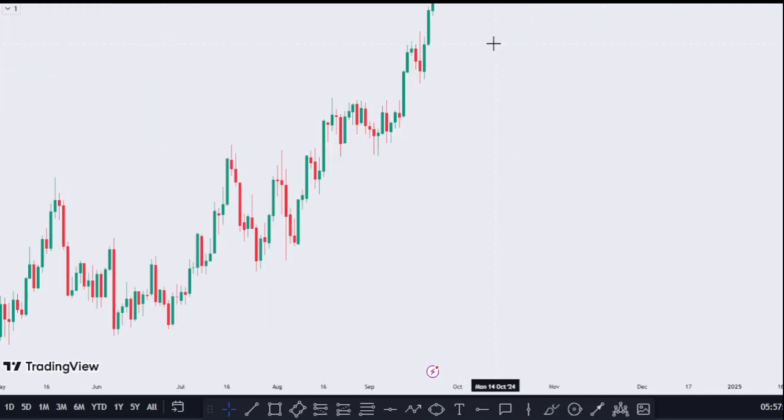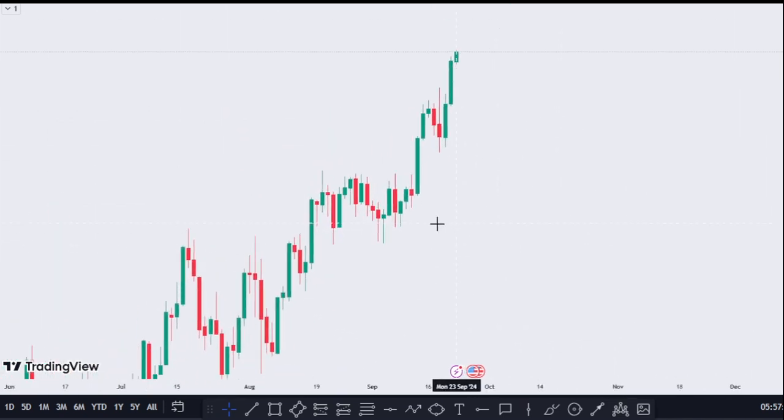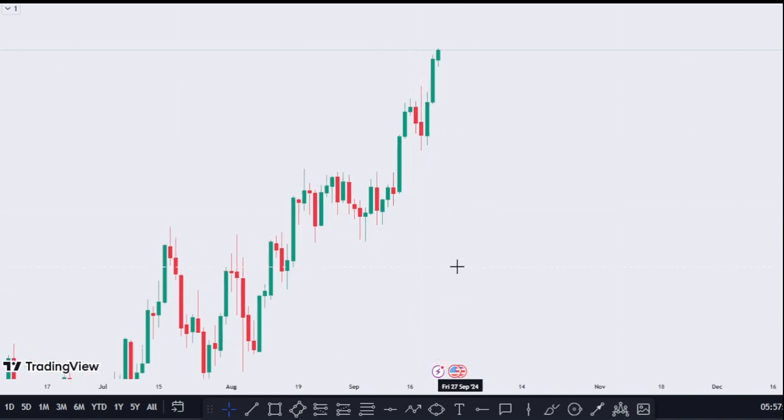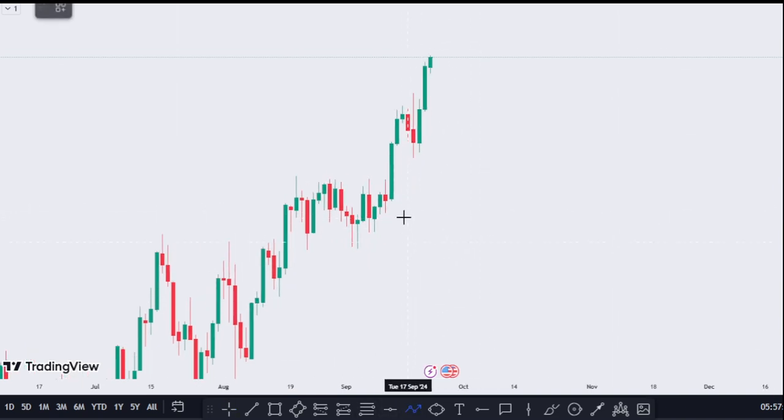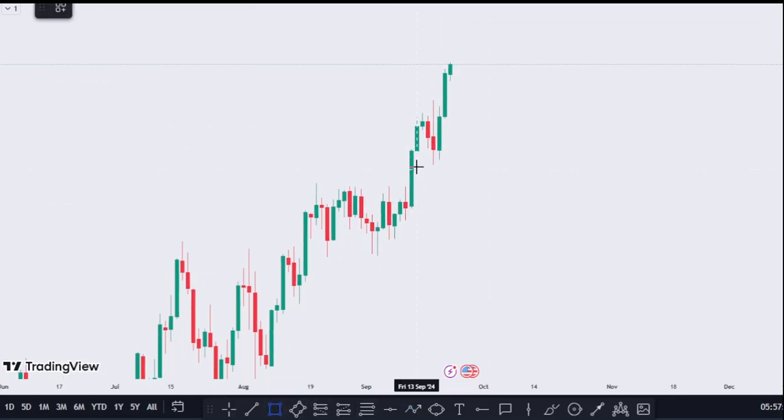So the next pair on my watch list is gold USD. As you can see, the structure on the gold USD now is smooth and structured. I love this price action. Right now, the structure is higher high, higher low, higher high, higher low. Then we have higher high. So what are we supposed to do? I love this price action.